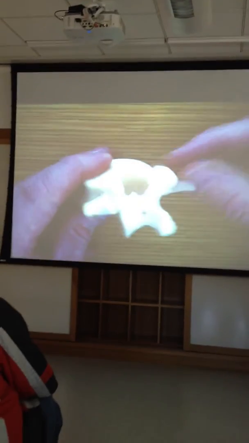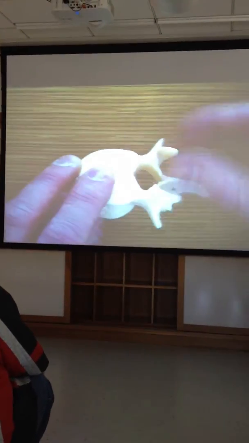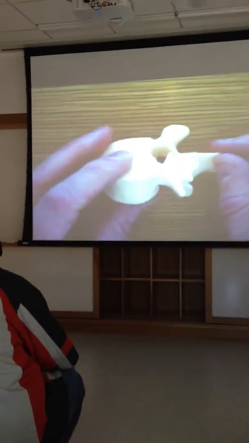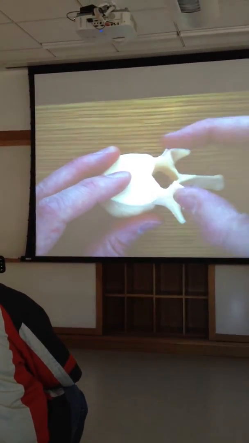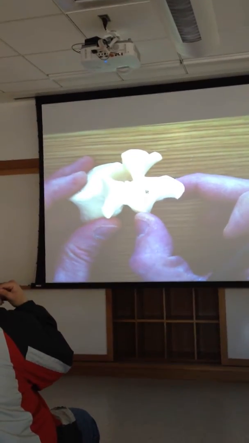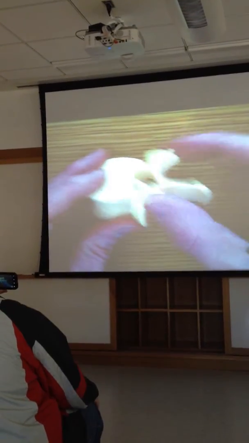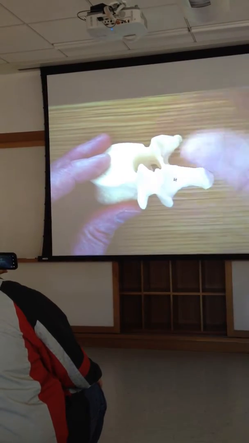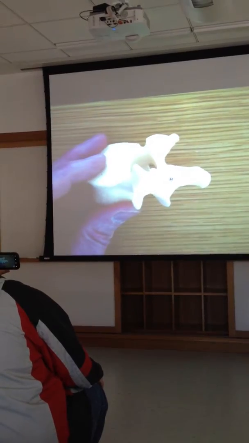And then you've got 2 processes that go upward, here and here, and 2 processes that go downward. These are the superior articular processes. The ones that point downward are the inferior articular processes. And remember, it's between these guys and these guys that allow one vertebrae to form a joint with the vertebrae above it or the vertebrae below it.